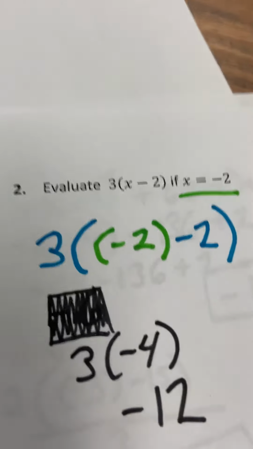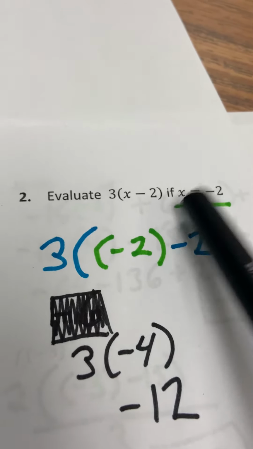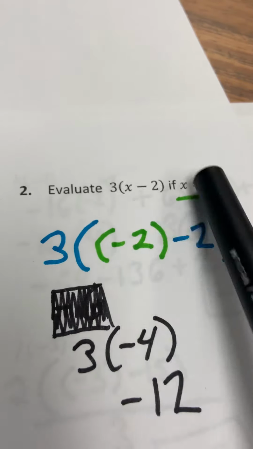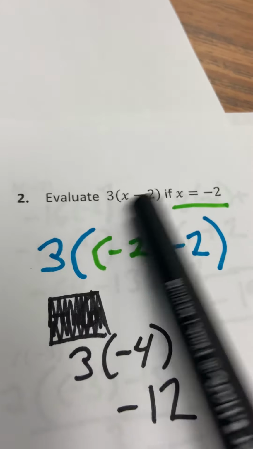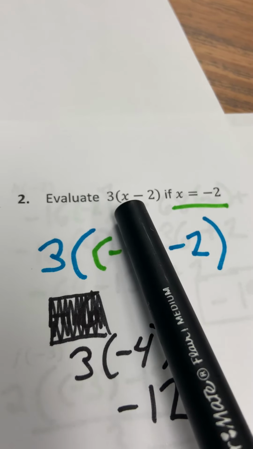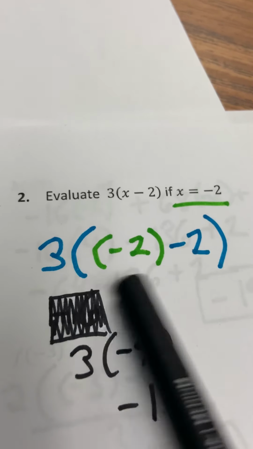Normally if we were to see 3 in parentheses x minus 2, we would want to do the distributive property. When we have an x, that's what we would do, but we know the value. So we don't need to distribute here. We only distribute when it's a variable. But when we have a value, we plug it in, and then we solve.